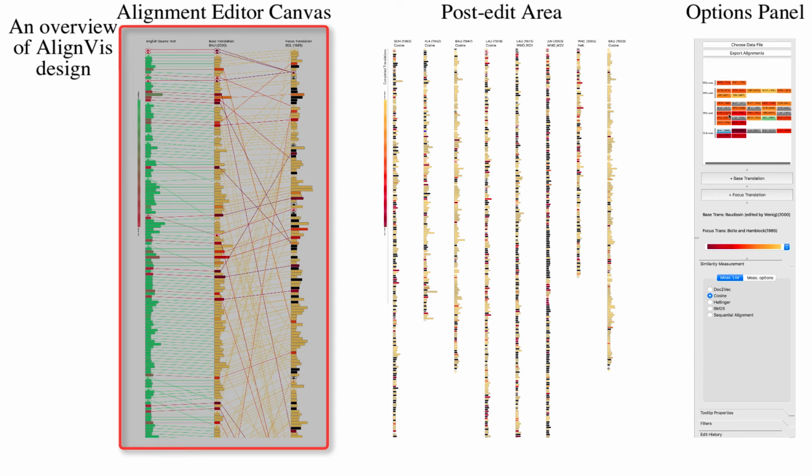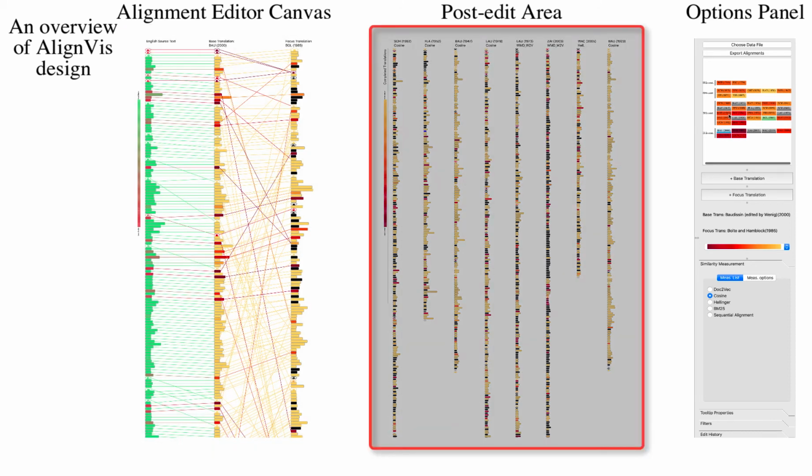The rectangles represent the text segments top-down as it appears in the text. An edge represents an alignment between 2 segments, and the color encodes the confidence value. A post-edit area to provide an overview visualization of the aligned translations.